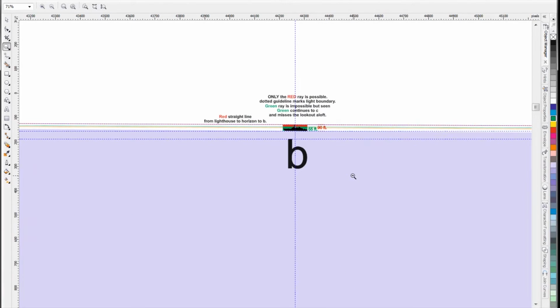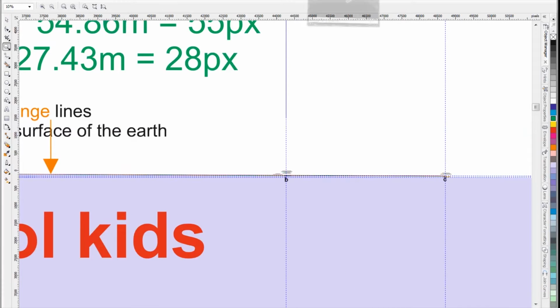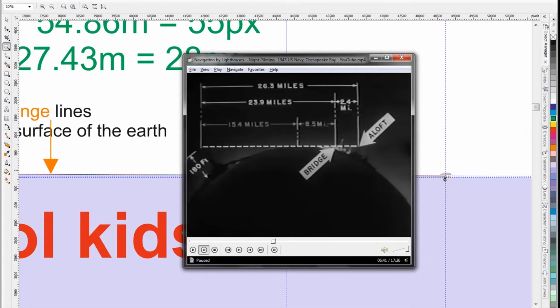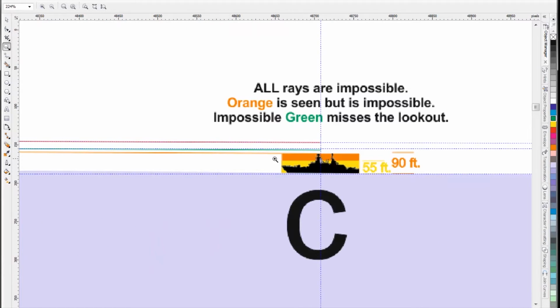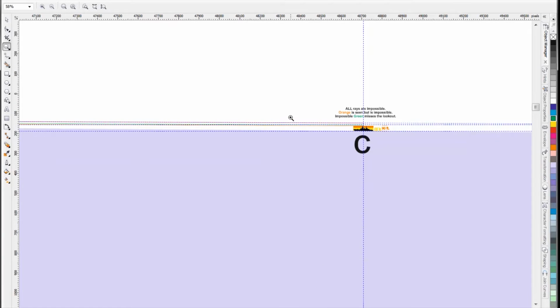So let's go to point C. Point C is 26.3 miles away. Here we see that all light rays are impossible. The orange light is seen, but of course it has to pass through the Earth to reach here. It's impossible. The red light is an impossible line also, because it will never hit aloft. So at point C we see that there's no light coming to this ship. So the example is impossible with straight light.